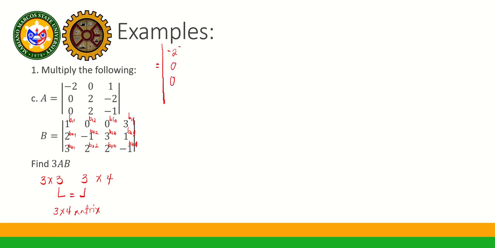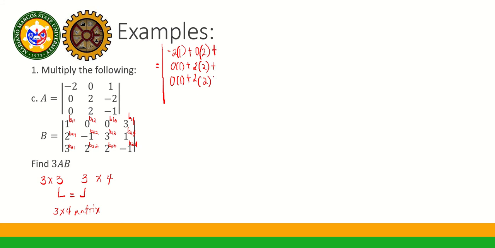Then 0 multiplied by B1, 1. So that is equal to 1, 1, and 1. Plus, add natin yung elements of the second column of the matrix A. So this is 0, 2, and 2 multiplied by B21. Si B21 natin is 2. And then 2, tapos 2.